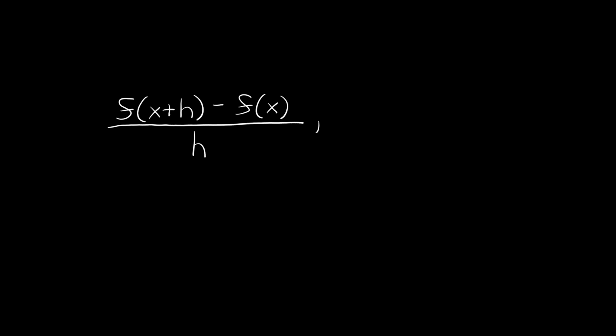This video will be covering the difference quotient, and so the definition of the difference quotient is f of x plus h minus f of x all over h, where h does not equal 0. The difference quotient is used to find the average rate of change of a function and is used in calculus to find the derivative and the slope of the secant line.